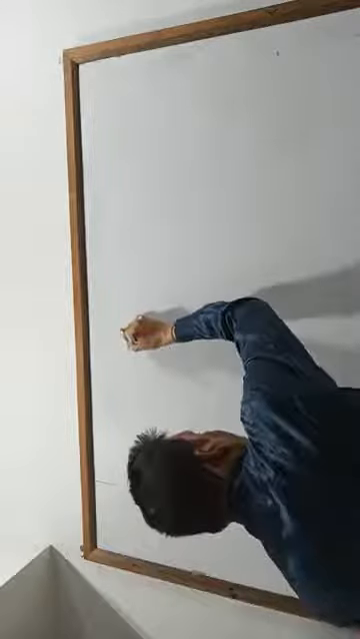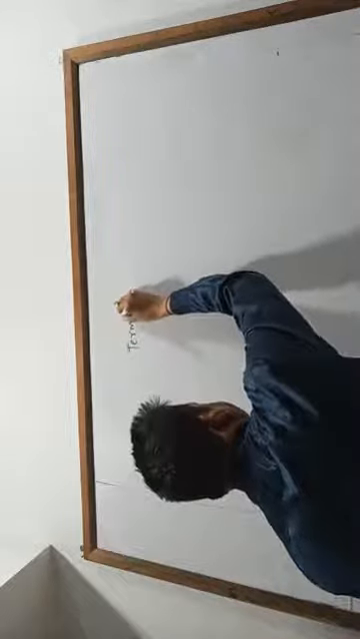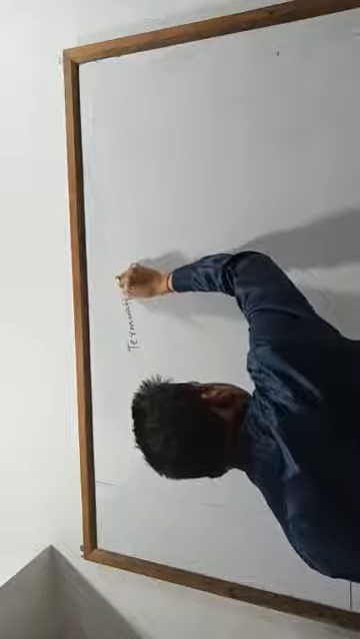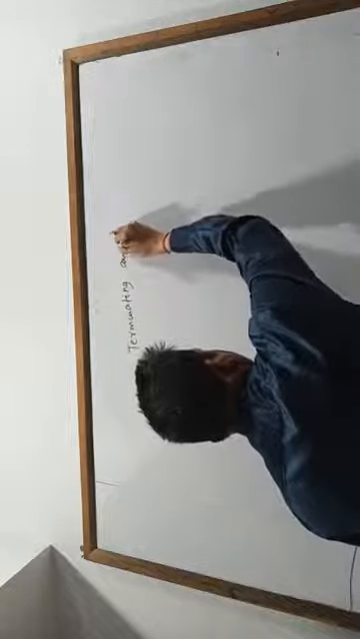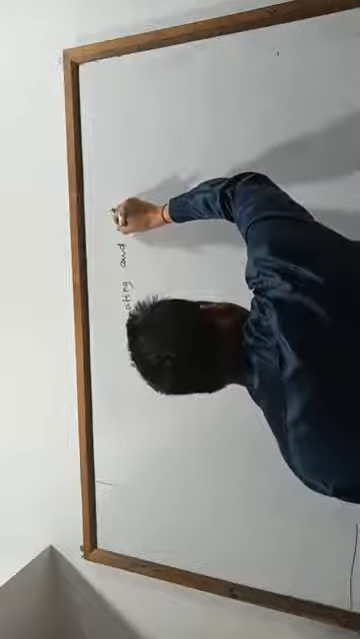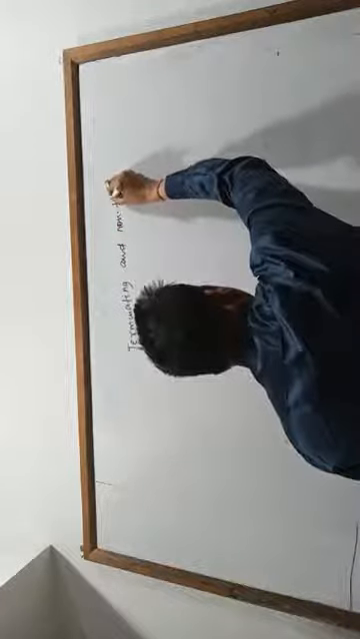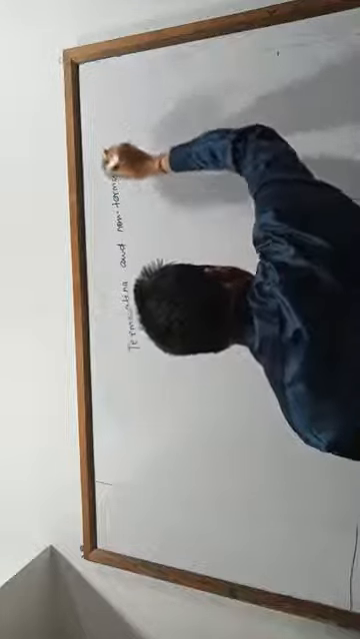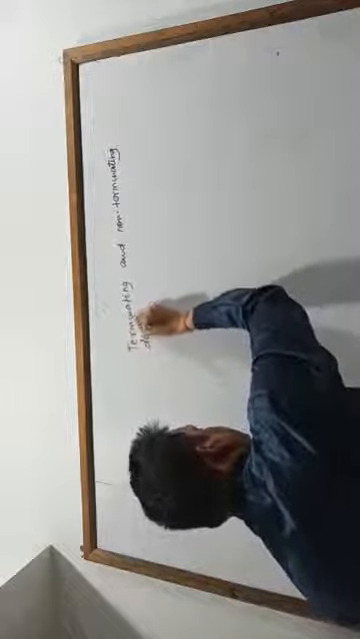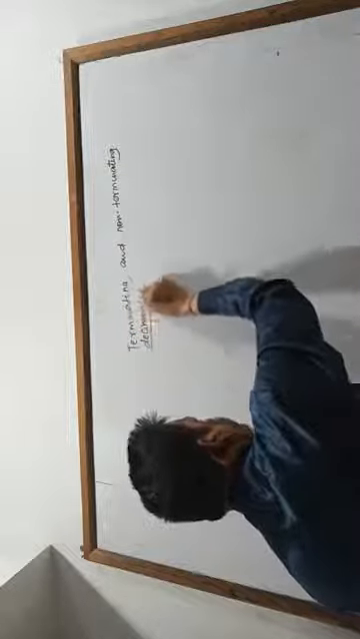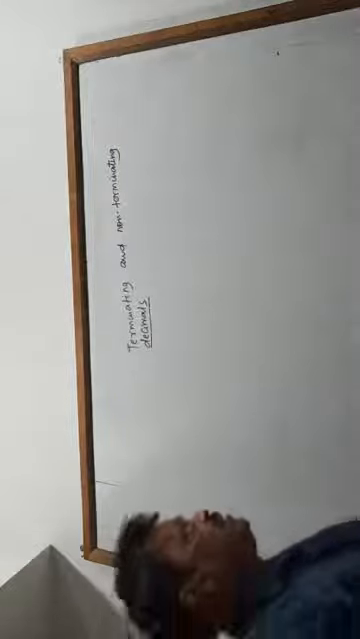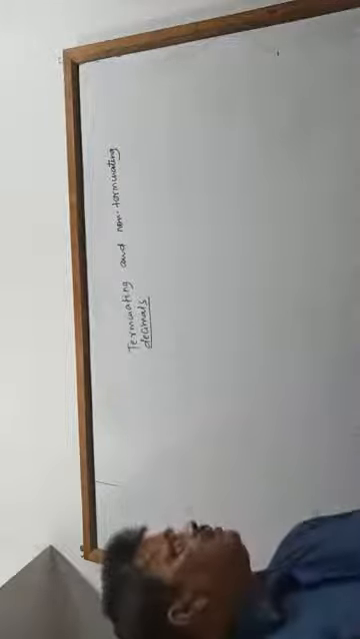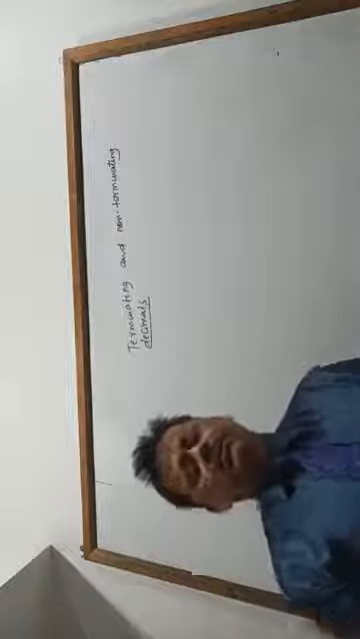We'll study about terminating and non-terminating decimals. Terminating means the division is over. Non-terminating means the division continues.